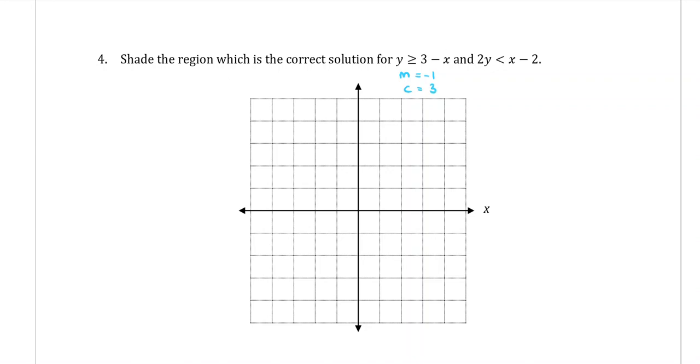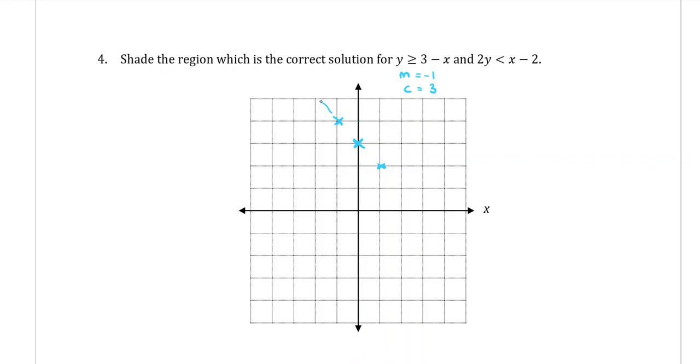So on the graph, we start with the y-intercept, 1, 2, 3. So there's my y-intercept. And a gradient of -1 means I can either rise 1, run 1 that way, or if you want to, because it's already pretty high, you could go down 1 and across 1 the other direction. I've shown 3 points there. You only have to show 2, but that is going to be my line.